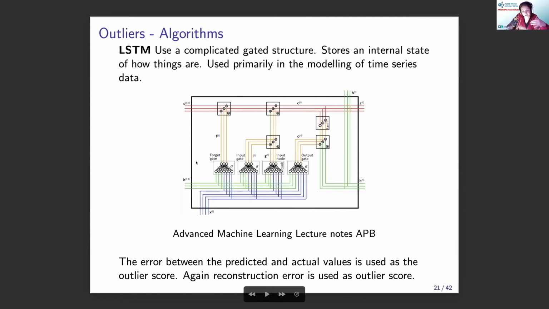Now, the recurrent networks, the LSTM is a recurrent network, has the whole thing of this as one time step. So every time step it takes in a new set of data, runs it through and outputs something which could be a prediction of the next one. Now, the error between this prediction and the actual values is used as our outlier score. And again, the reconstruction error is our outlier score.